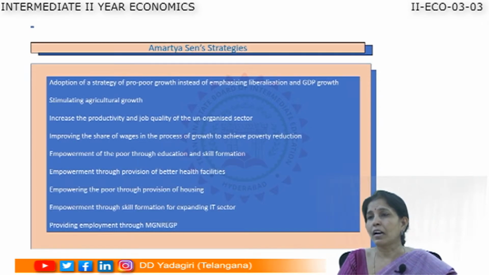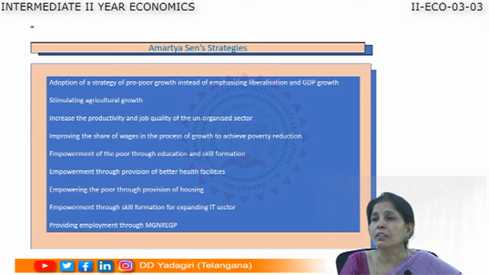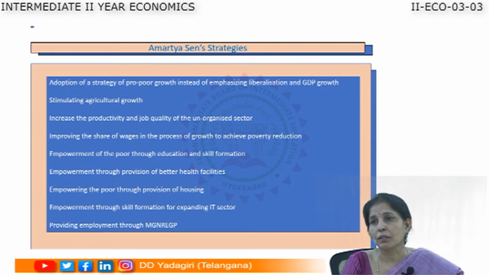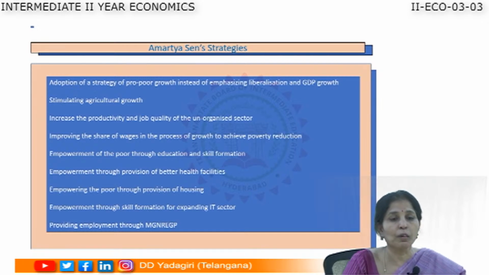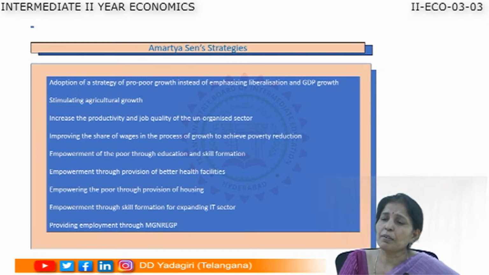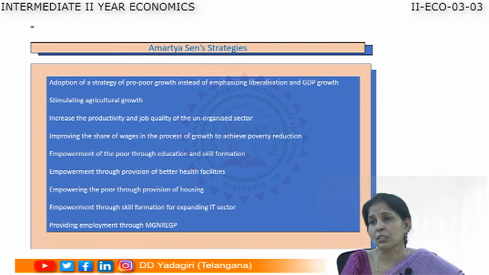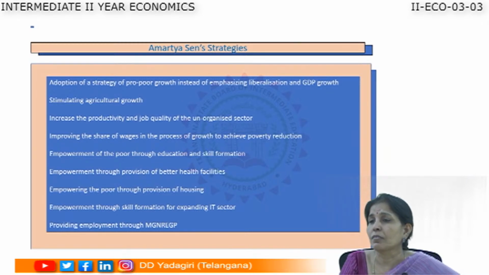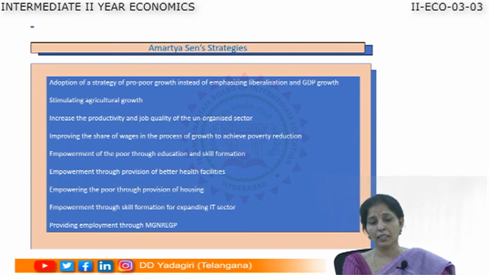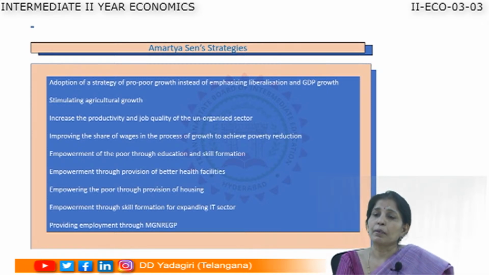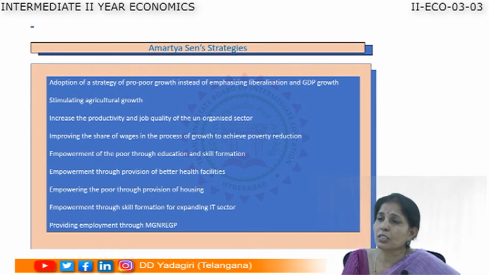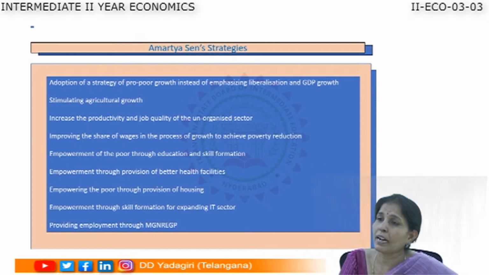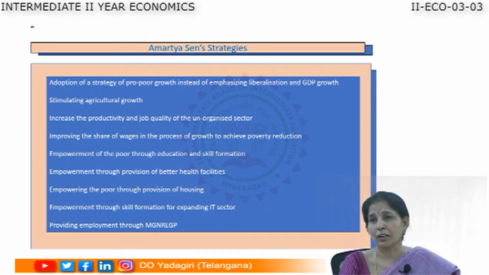The next one we have is the Amartya Sen strategies on this poverty alleviation program. We all know that he is a Nobel Prize winner, and he has submitted many papers on HRD; he is a Nobel Prize winner because of his contribution on HRD. Let us see what suggestions or recommendations, according to him, reduce the poverty levels and unemployment levels in our economy.